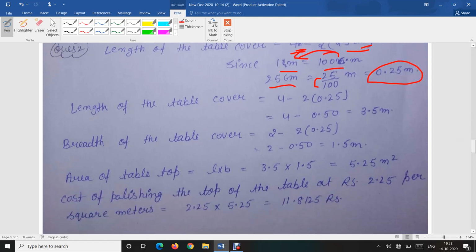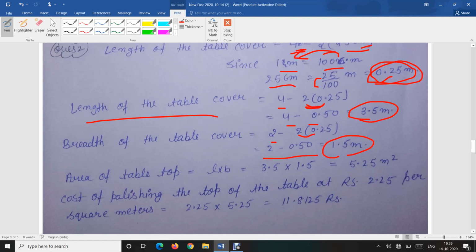Now for the length of the table cover, obviously we have to subtract. There are two lengths which are counted only once. That's why we subtract twice this portion: 4 minus 2 multiplied by 0.25. So 4 minus 0.50 is equal to 3.5 meter. Breadth of the table, again 2 minus 2 multiplied by 0.25, is equal to 1.5 meter.